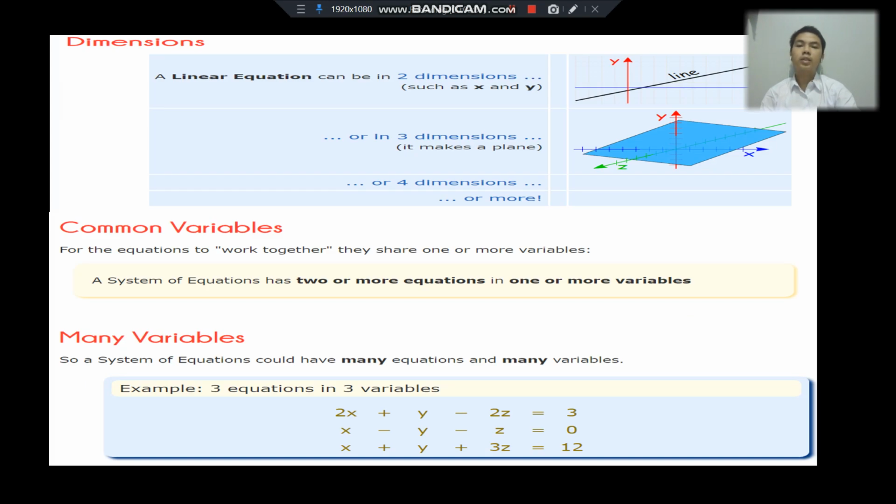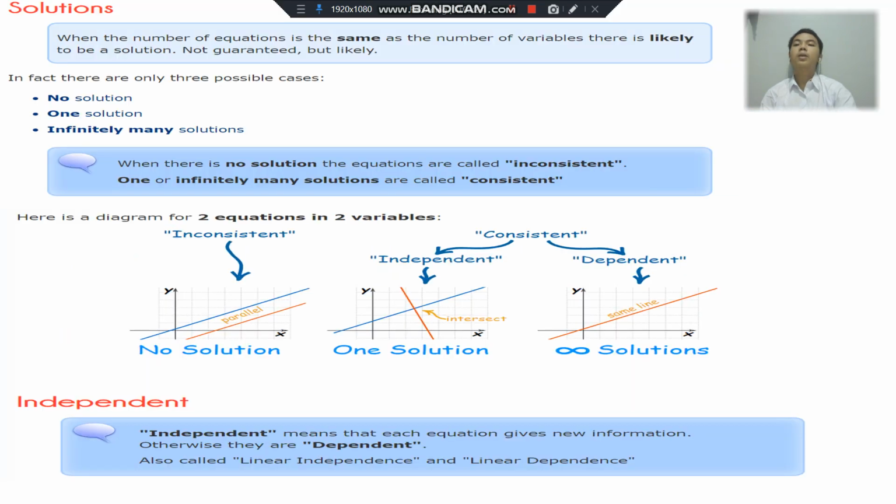Dimension. A linear equation can be in 2 dimensions such as x and y, or in 3 dimensions x, y, z, or 4 dimensions or more. Many variables. So a system of equations could have many equations and many variables. Example: 3 equations in 3 variables. Solution. When the number of equations is the same as the number of variables, there's likely to be a solution, not guaranteed but likely. In fact, there are only 3 possible cases: no solution, one solution, infinitely many solutions.